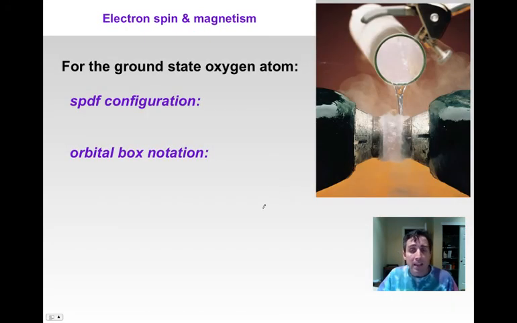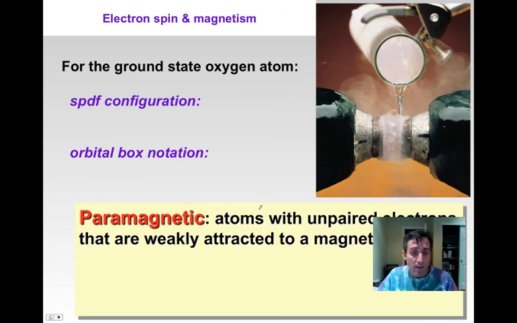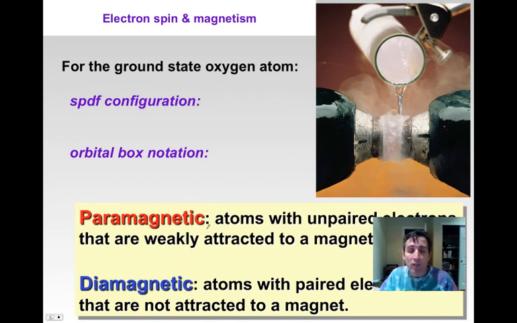All right, last thing I want to talk about is paramagnetism and diamagnetism. Basically it's just this, and I'm going to kind of hustle through it. If it's paramagnetic, that means the atoms with unpaired electrons in their orbitals are attracted to a magnet. Whereas if they're diamagnetic, they're all paired up.